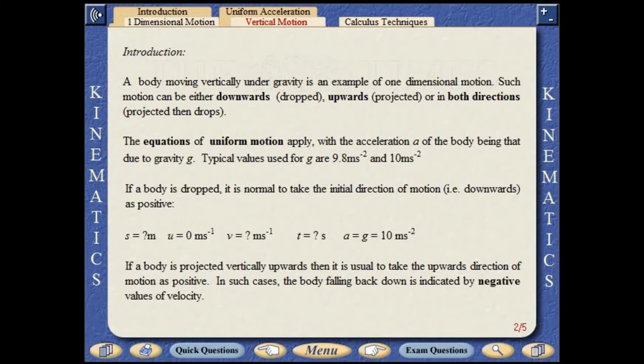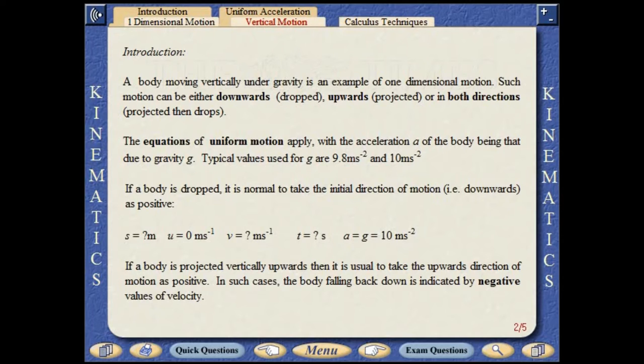A body moving vertically under gravity is an example of one-dimensional motion. Such motion can be either downwards, upwards, or in both directions. The equations of uniform motion apply, with the acceleration of the body being that due to gravity.